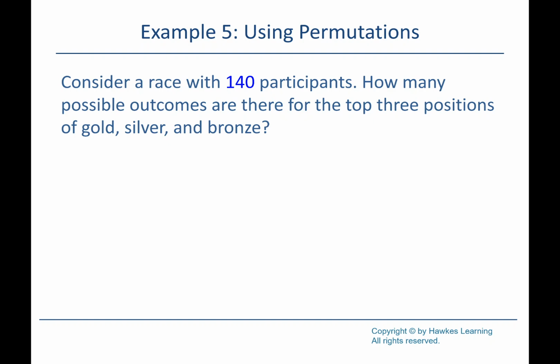Let's look at this one. So it says, consider a race with 140 participants. How many possible outcomes are there for the top 3 positions of gold, silver, and bronze? Okay, so winning gold's not the same as winning bronze. So here order matters. So we would do permutations.